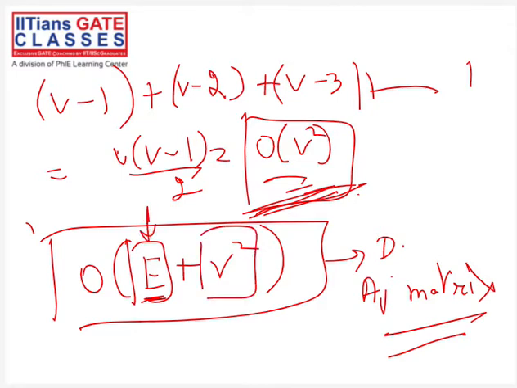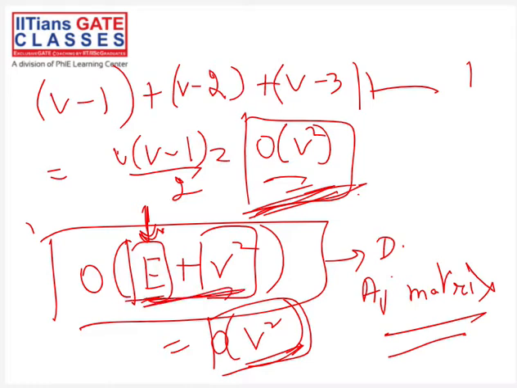But see, the worst case is that edges can go up to v square, right? So ultimately, it gives you v square only. But I wanted to write this in this form just to separate out the two tasks which you are doing and which are contributing to the time complexity.